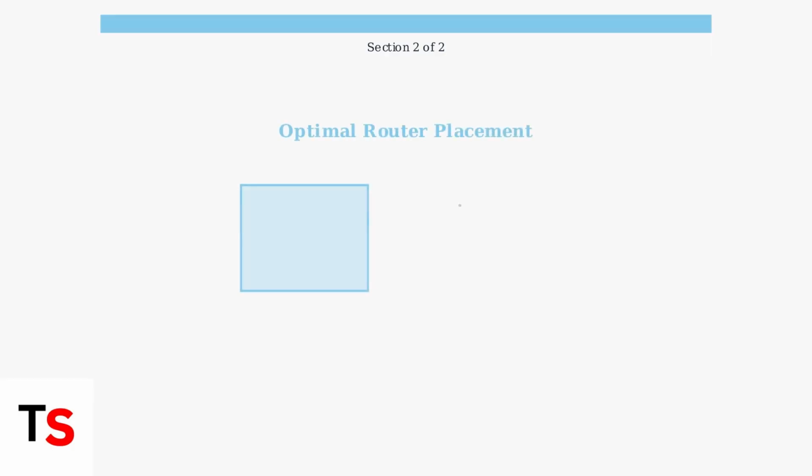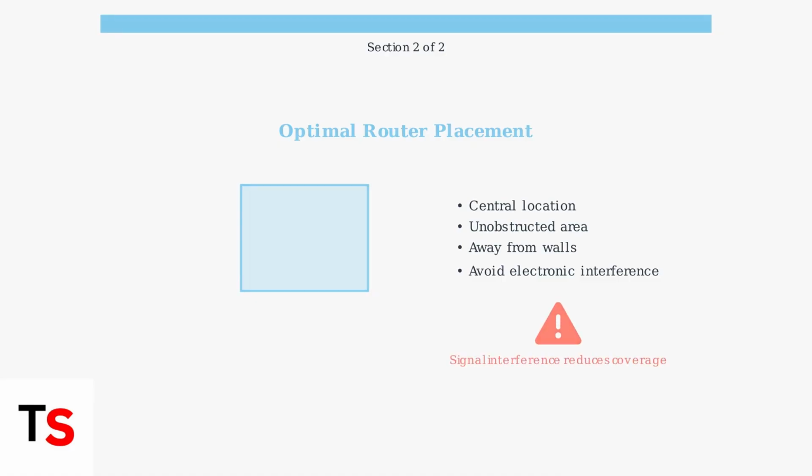Proper router placement is crucial for optimal Wi-Fi coverage. Your router should be positioned in a central, unobstructed location within your home. Walls, furniture, and other electronic devices can significantly interfere with your Wi-Fi signal, reducing coverage and speed throughout your home.